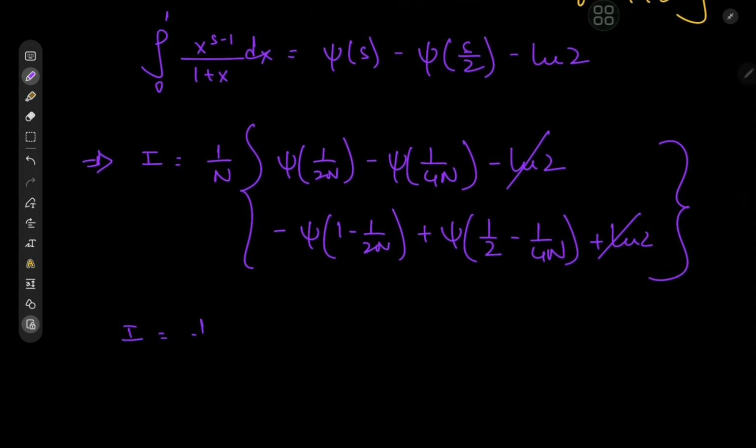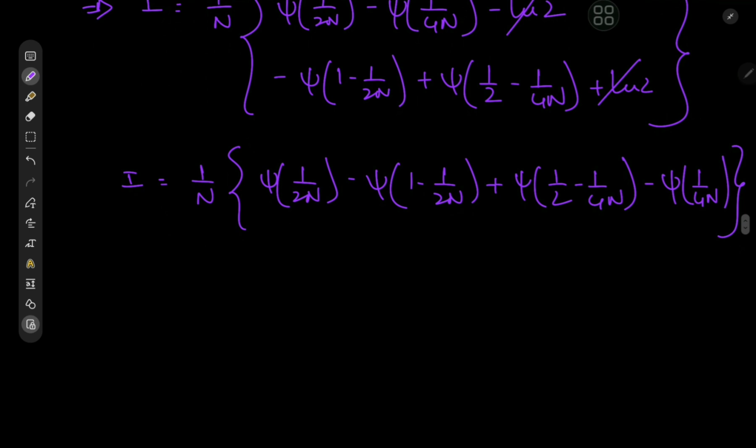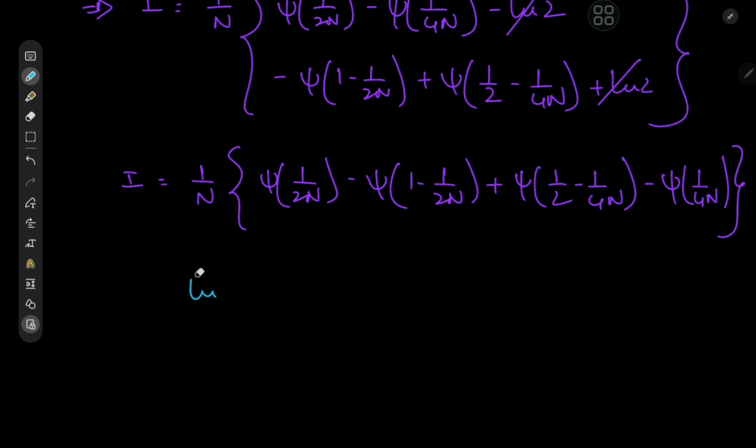So what do we have? Well, we have I equal to 1 by n times digamma 1 by 2n minus digamma 1 minus 1 by 2n plus digamma 1 by 2 minus 1 by 4n minus digamma 1 by 4n. And for the first two terms, we can make use of the sort of reflection formula for the digamma function that I often forget, so I'm just going to derive it right here in front of you guys. We have gamma s times gamma 1 minus s equal to pi times the cosecant of pi times s.